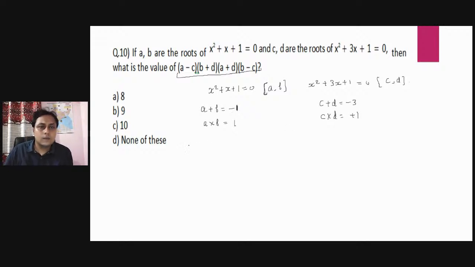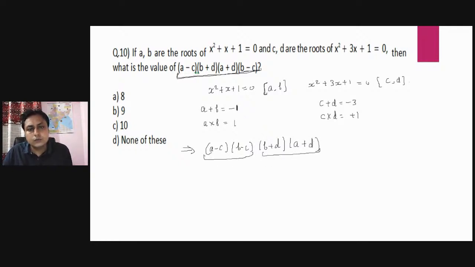So guys, now in this question you have to find the value of this expression, basically this term, that is a minus c into b plus d into a plus d into b minus c. So write it as a minus c, take the negative ones together, a minus c into b minus c, and take b plus d and a plus d together, means b plus d into a plus d, right?